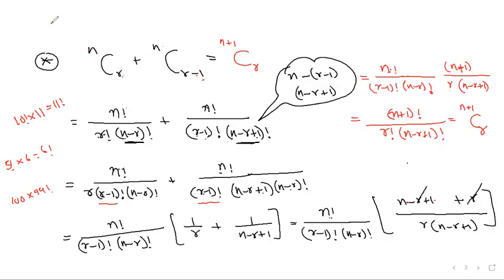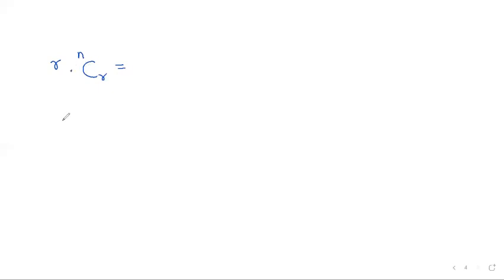All of you write down. Prove that nCr plus nCr minus 1 is n plus 1 Cr. Okay. r into nCr can be written as r into n factorial upon r factorial into n minus r factorial. Equal, right? Yes, sir.